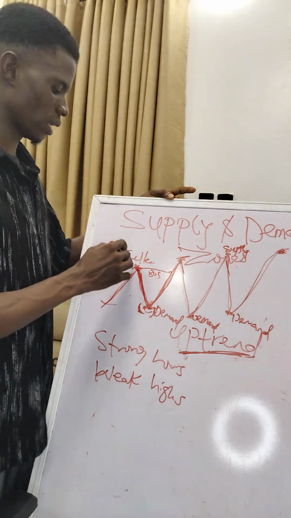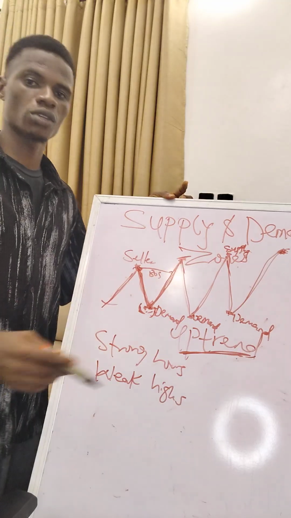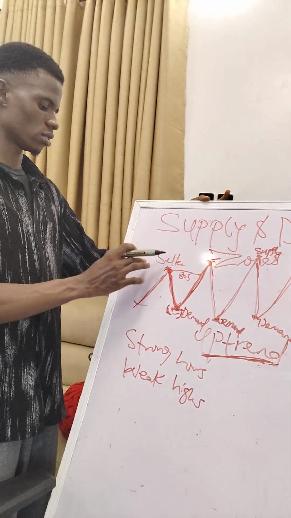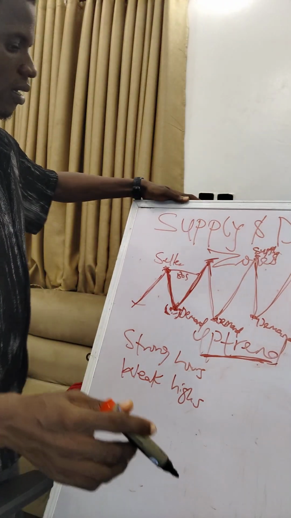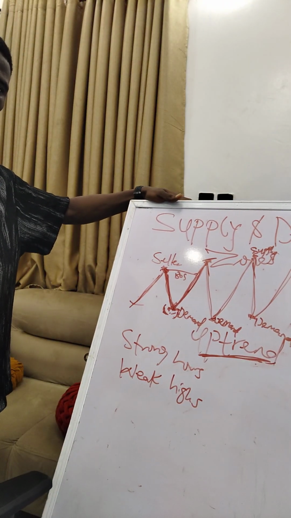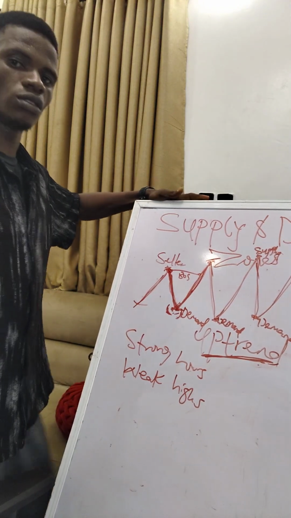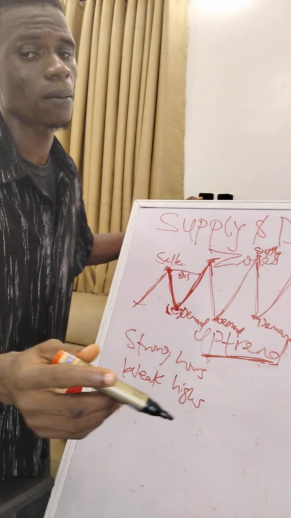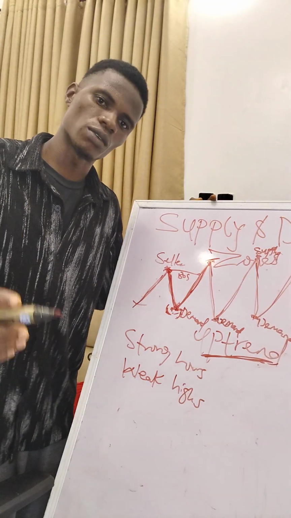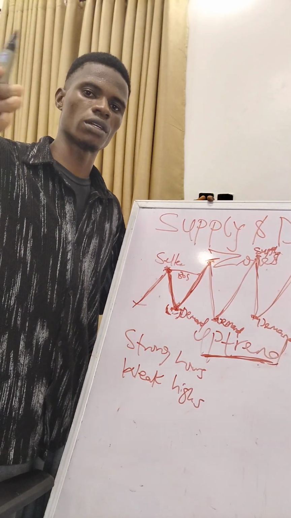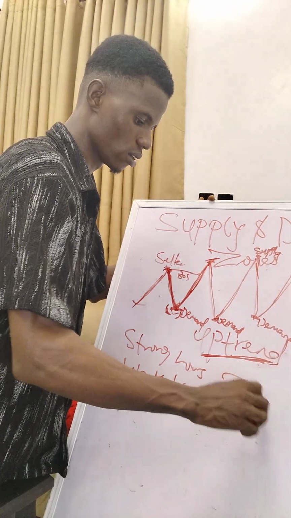You have supply, which is for sellers, and demand, which is for buyers. So you can trade this supply and demand zone. You can trade supply and demand zone very easy. On your time frame, you can check, let's say 5 minutes or 15 minutes. First, you have to know the trend of the market.